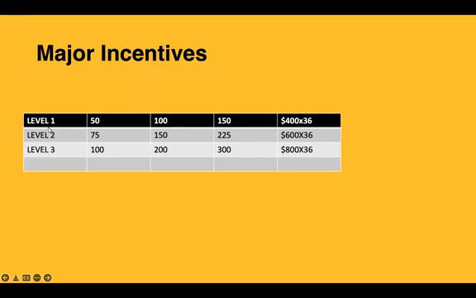In order for you to qualify for level 1, you need to do 50 cc's in month 1, 100 cc's in month 2, and 150 cc's in month 3. If you do this, you'll qualify for Forever to Drive level 1, and that will entitle you to getting $400 every month for the next 3 years on top of your bonus.